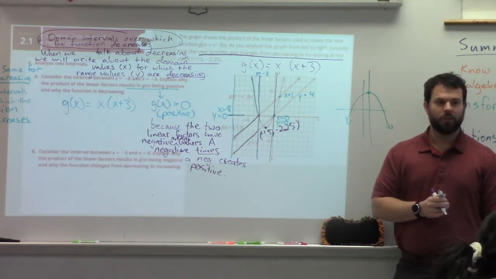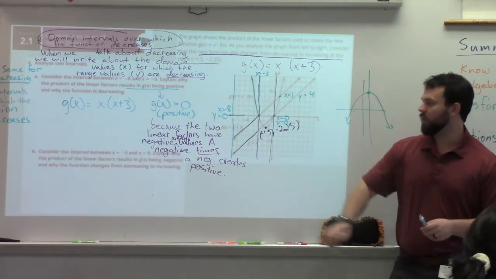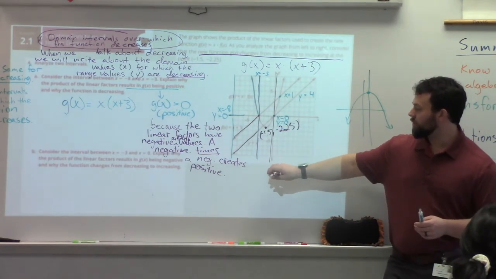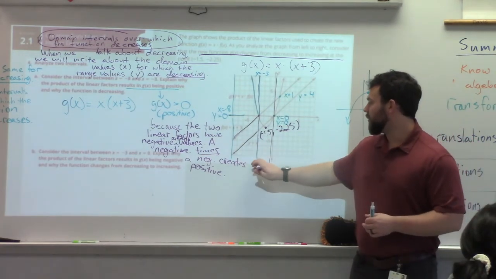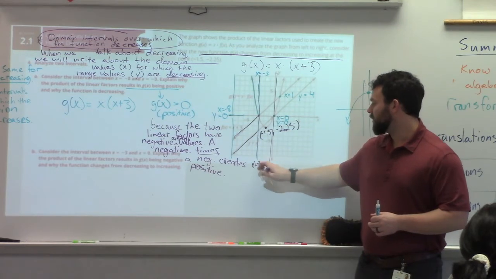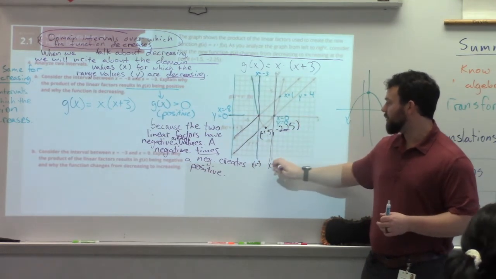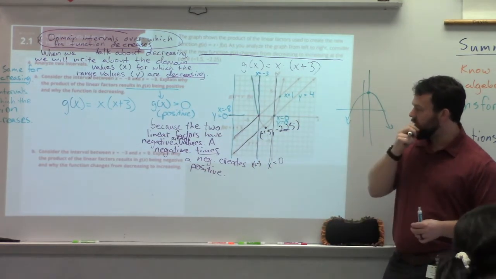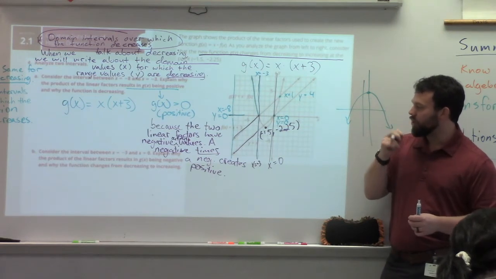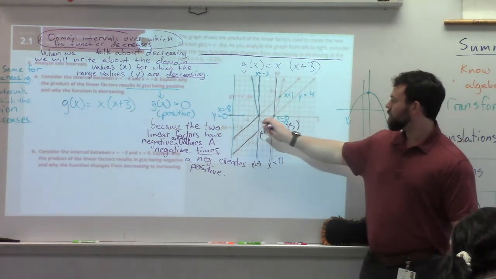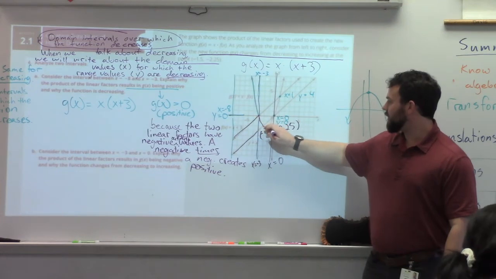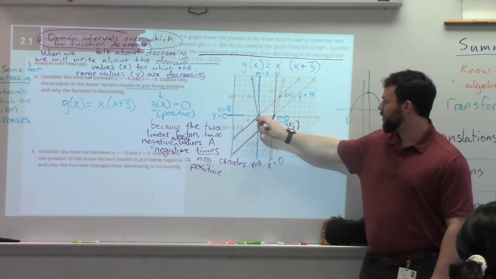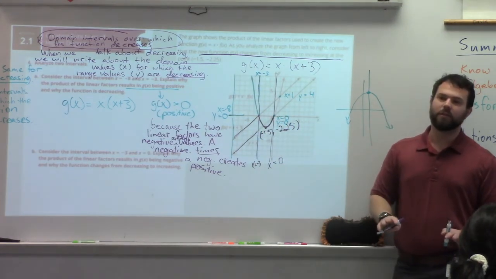Okay, so I want to make sure that this is clear by looking at question 2. Question 2 says, consider the interval between x equals -3, that's this first purple vertical line, and x equals 0. Explain why the product of the linear factors results in g of x being negative. So here's g of x. Let's just start with why g of x is negative.